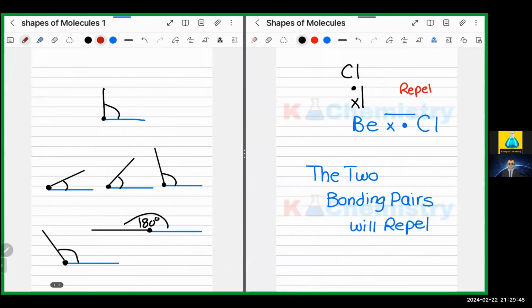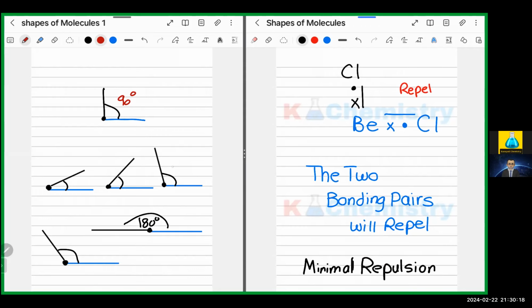If we imagine one of them is black and the other is blue, we will imagine that these two lines are trying to get away from each other and forming a certain angle. So this is a 90-degree angle. That's not good because there is still repulsion between the two lines, and I want the repulsion to be minimal. This is the VSEPR theory. It depends on minimizing the repulsion between the pairs of electrons.